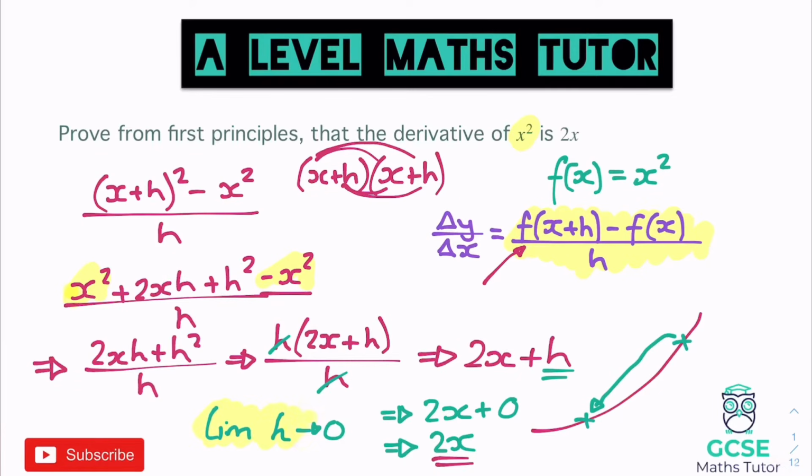We say as the limit of h approaches 0, okay? And obviously then we just sub 0 in place of h essentially, just to show that that's what the derivative would be at that point. But there we go, that's how we're going to go about this question.